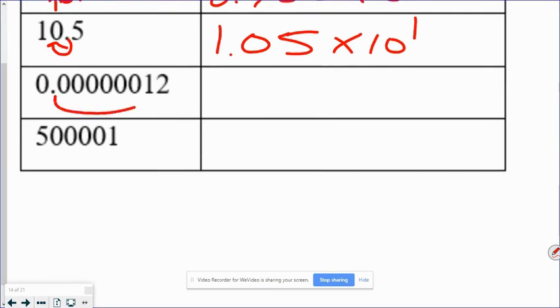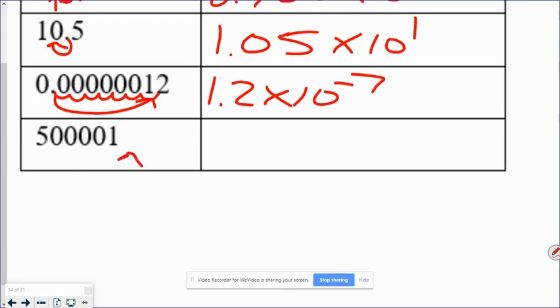I have to move the decimal point behind the first non-zero, so 1.2 times 10. And I have to move it 1 spot, 2 spots, 3 spots, 4, 5, 6, 7. 7 spots. This number is less than 1, so I get a negative exponent.